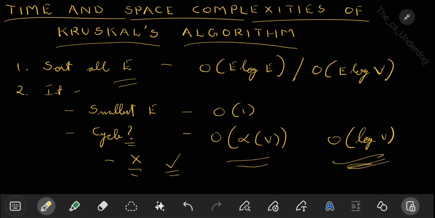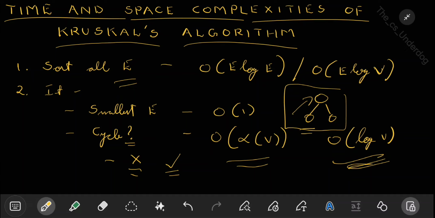So why is it log V? Because let us say you want to do a find operation in disjoint set. So what are you going to do? You are going to traverse from the leaf of the tree till the root of the tree, that is till the representative element. If you want to travel from the leaf till the root, you have to travel at max whatever is the height of the tree. That will be your time complexity.